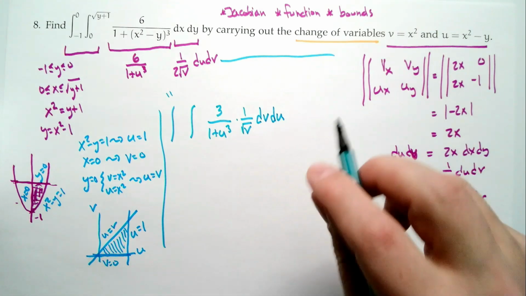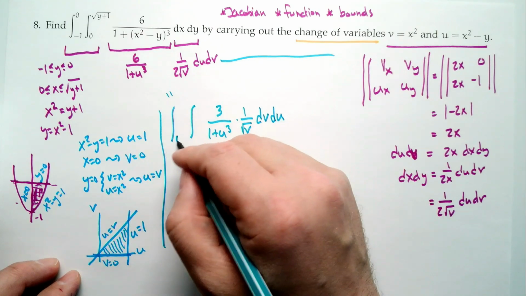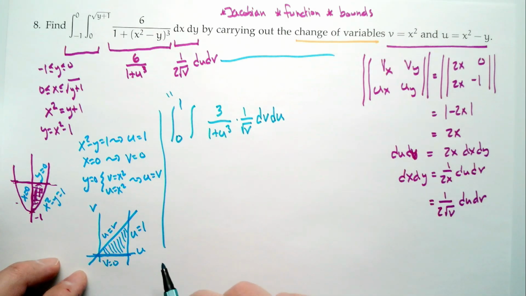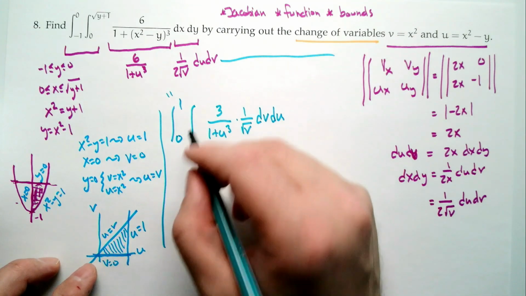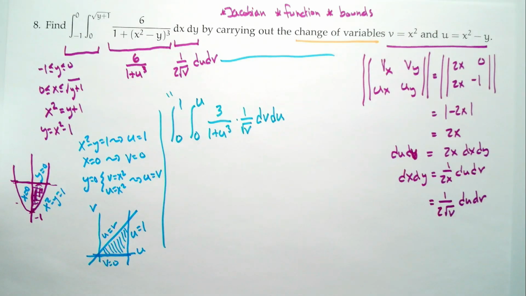And now that we know the order, we say, okay, where does u go from? U goes 0 to 1. And where does v go from? Well, v goes from 0 up to u. So there's v equals u.